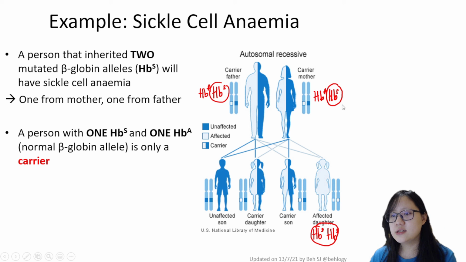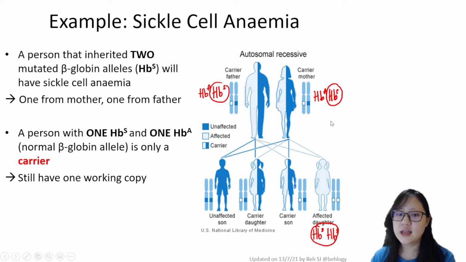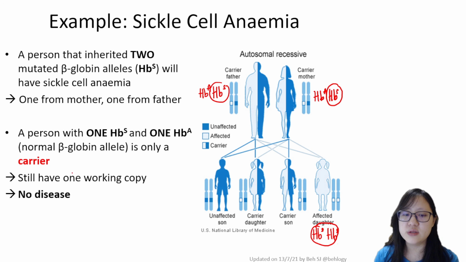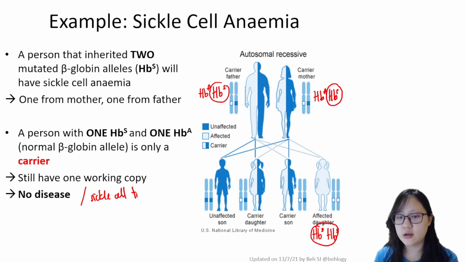Now, what is with carriers? How do carriers actually not experience the disease? The thing is, they do have 1 working copy, 1 normal one, and 1 non-functional one, and therefore they have no disease, but they do carry the sickle cell trait, which means when you look at their red blood cells under the microscope, you will still see some cells are sickle shaped.